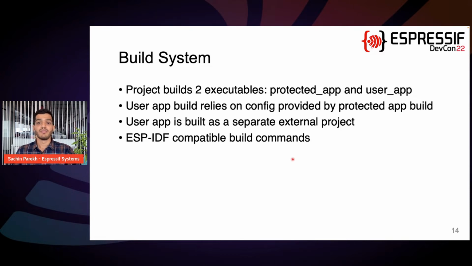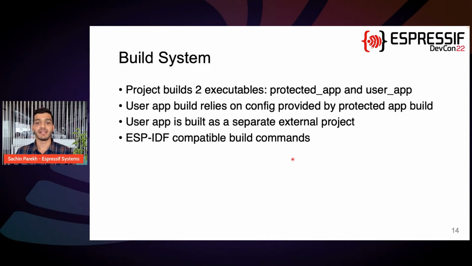So the Blink project inside the ESP privilege separation would build two different applications, the protected app and the user app. If you're familiar with the CMake build system, then the user app is built as an external project. The project uses the same IDF build commands. So idf.py build would build the entire project, and it would build two applications, the protected app and the user app. idf.py flash would flash these binaries onto the device.